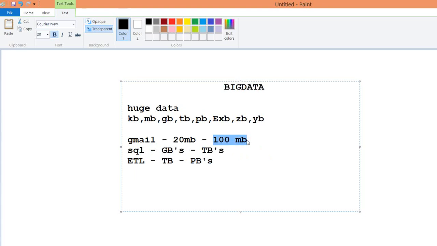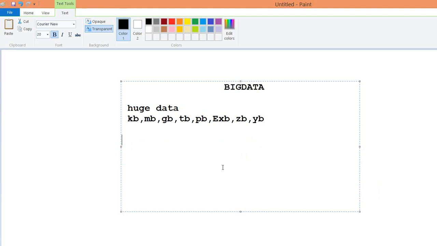You cannot process 100 MB of data in Gmail, but there are a lot of options available to send this data, like Dropbox and Google Drive, so we need not worry about that. But when you come to terabytes or petabytes of data, no particular tool is available to process such a huge amount of data. We need to think about something else which can store and process the data. So we can say big data means data which cannot be processed by existing tools.